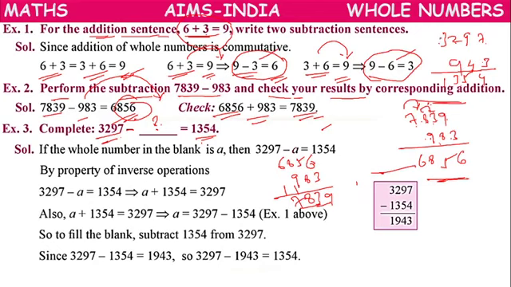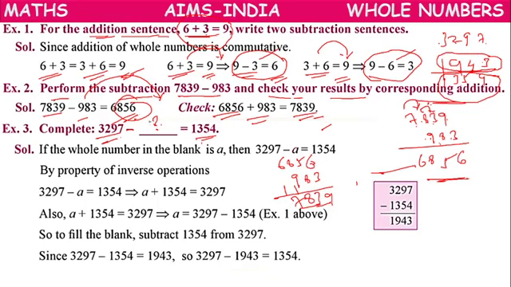So here 2 will be there. From 2, if we remove what number we will get 1? So 1. So 1354. So 1354 we will get by removing 1943. Like that we can do.